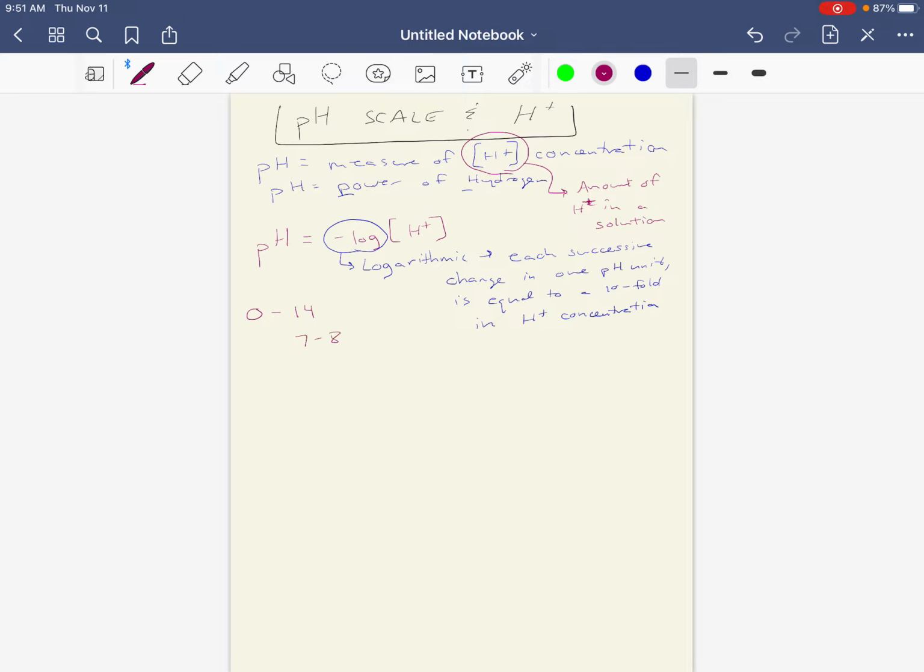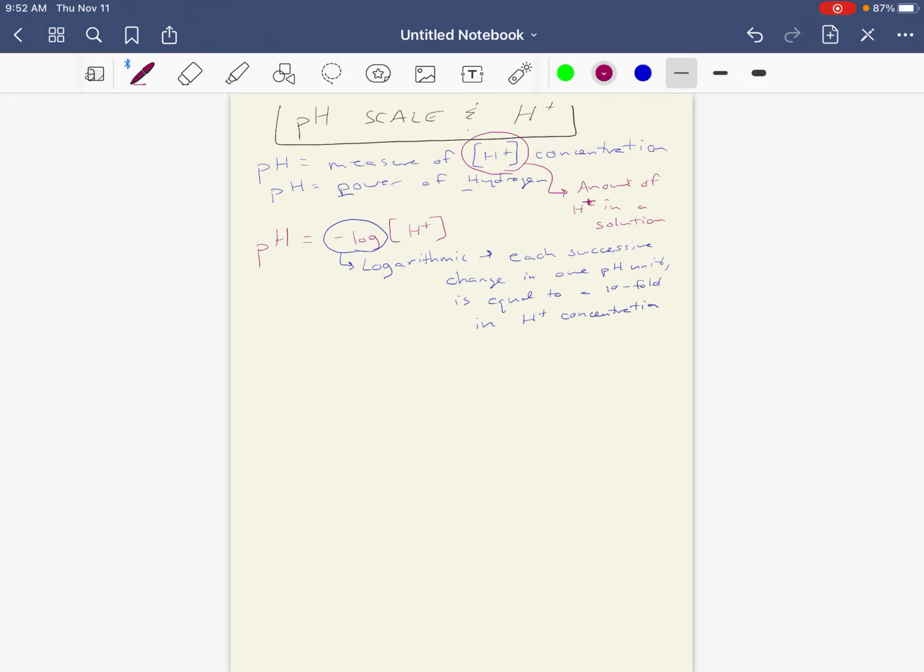So what that tells us is every time we change a pH unit, so the pH scale goes from 0 to 14, what if we go from a pH of 7 to 8, or a pH of 6 to 7? Each 1 unit change in pH is equal to a tenfold change in hydrogen concentration. So that's what the logarithmic is telling us.